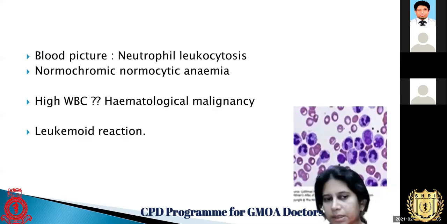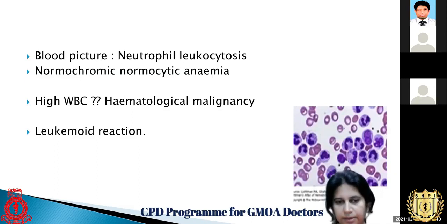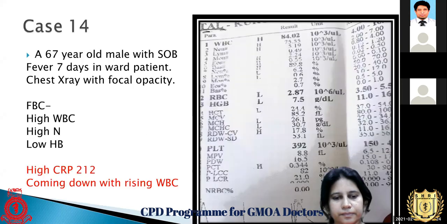So high WBC, is it always a hematological malignancy? No, this is a leukemoid reaction. The count can go up to 100,000 even with a leukemoid reaction. So by the count, you cannot diagnose leukemia. This is a very common condition, when we see a very high WBC count with normal CRP in cryptic abscesses like lung abscesses: your CRP comes down, but your WBC rises.